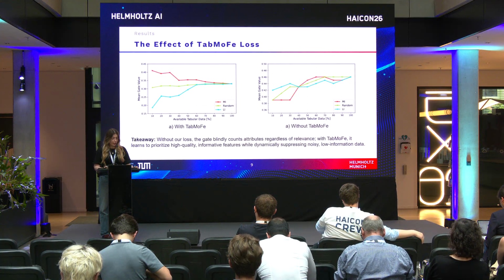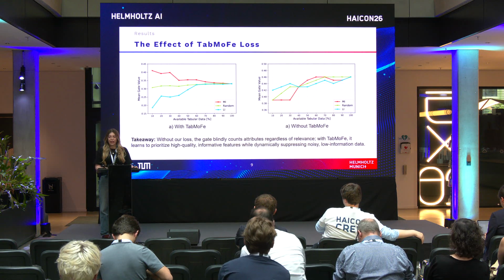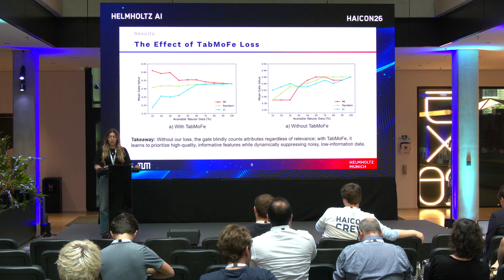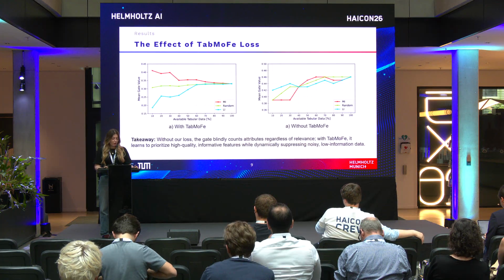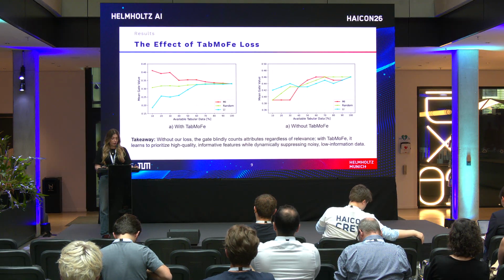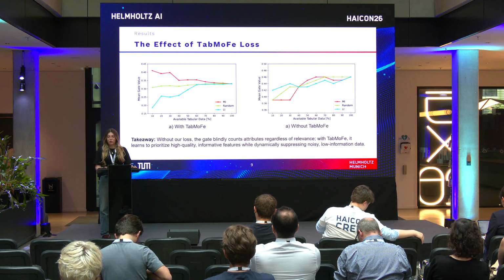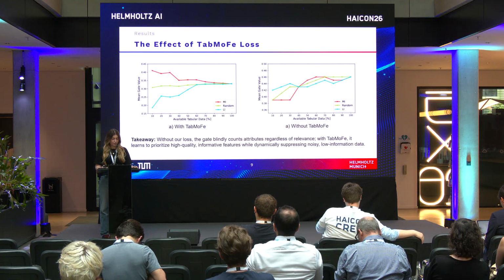Then we also checked the effect of our tabular ranking loss, and what we found is that it actually has a lot of effect on the performance of the gate. With the TabMoFe loss, we see that the outputs of the gate depend on whether you input some important attributes or attributes that are not so important. However, if we don't use the loss, the gate seems to mostly focus just on the number of attributes that you input into the model, but not so much on their importance.